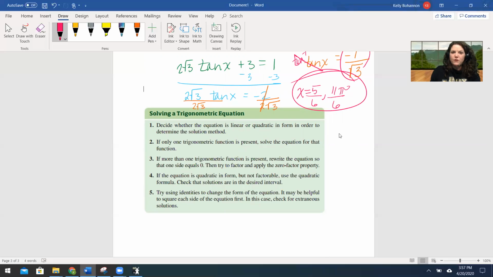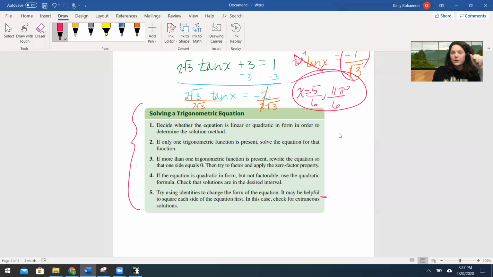So if only one trig function is present, then you just solve the equation for that function. If more than one is present, you want to try to rewrite the equation so that one side equals 0, and then try to use the zero factor property. Factor something out if you can. If it's in quadratic form and it doesn't factor, quadratic formula is what you'll use. And the last thing you want to go to, if none of that has worked, is to try to use your trig identities, which is what we did here when we had to get rid of that secant squared. So this is kind of the steps and procedures you need to follow in order to find your solution. So that's it for 6.2.